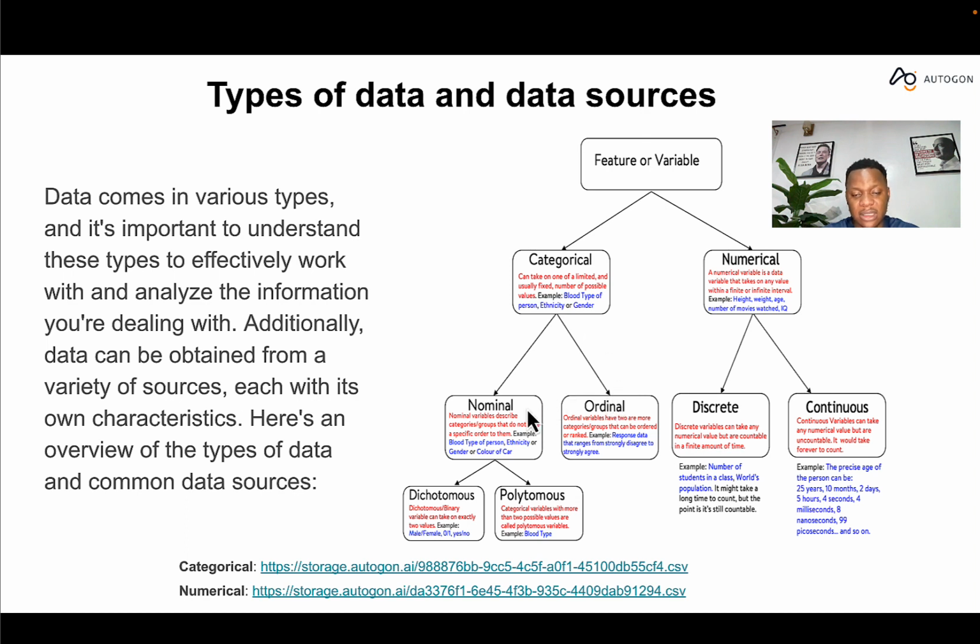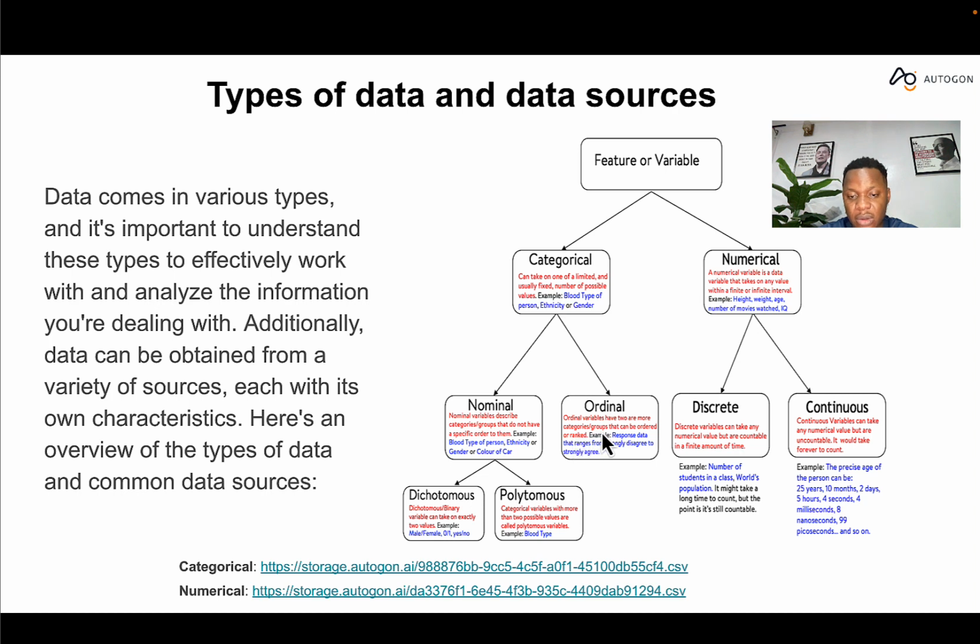So under categorical, there's nominal and there's ordinal. It's important you understand this. But you don't need to stress yourself at this lower level. These two at this higher level is fine in building interesting models. You begin to stress yourself at this lower level when you are trying to put your data together, analyze properly, segment, and clean up properly if you're manually doing all of those processes. So nominal variables describe categories or groups that do not have a specific order to them. Example: blood type, ethnicity, gender, or color of car.